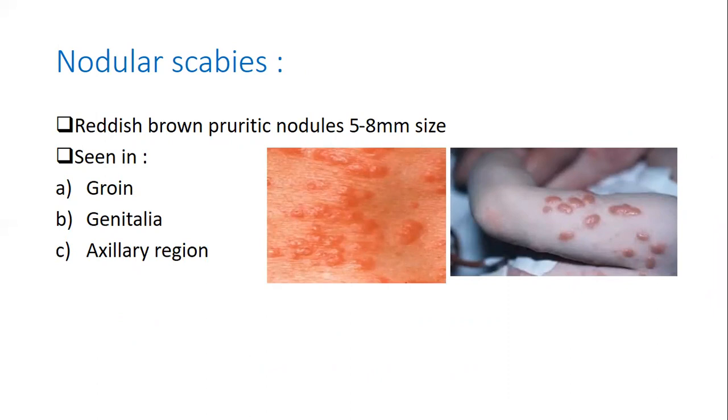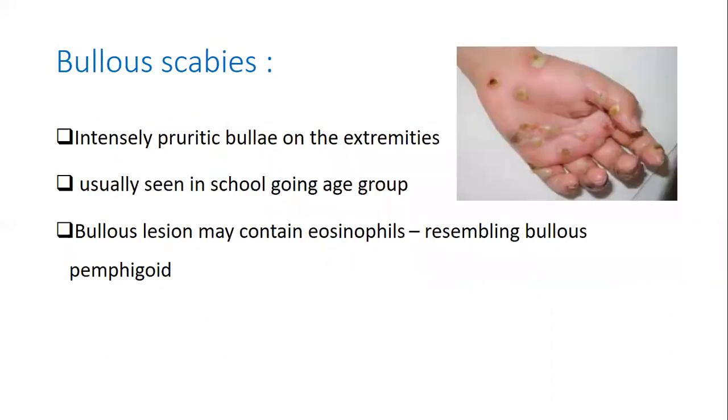So these represent hypersensitivity reaction to retained mite parts or antigens. Pruritic persistent nodules for months, even after specific treatment for scabies, will be seen. So we have to give additional treatment to them like topical corticosteroids and tacrolimus, and intralesional steroids are to be given. Then bullous scabies. It is an intensely pruritic bullae seen on the extremities.